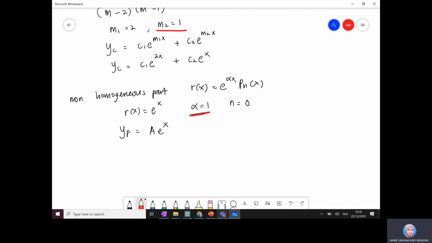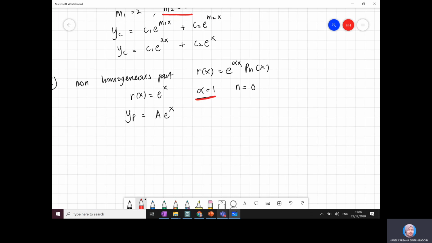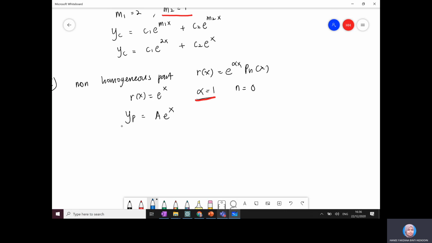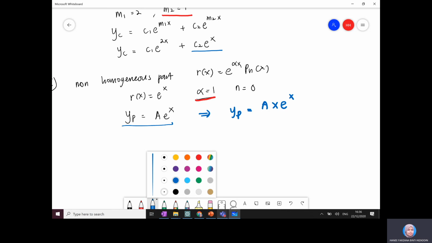It's equal to m2. So then we need to do some treatment, because if we were to stick with this value of yp, it would be linearly dependent on the second term of yc here. So A e^x is linearly dependent with c2 e^x. So we need to do some treatment. So we propose yp to be equal to A x e^x, such that this yp is now not linearly dependent with the c2 e^x.